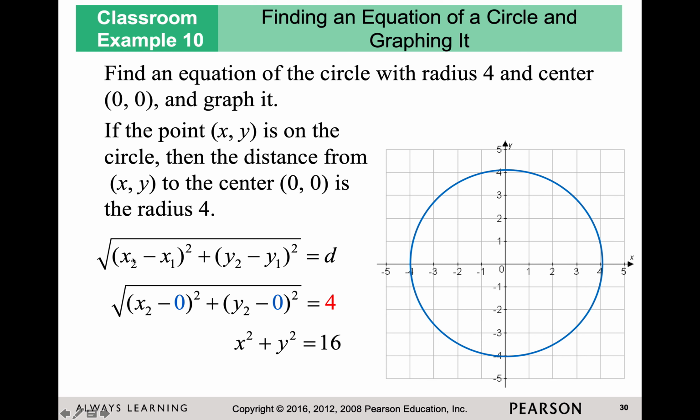You plug in x1 and y1 for the center. So I plug that in, and that gives me x minus 0 squared plus y minus 0 squared. I square both sides. So square the square root, square the 4. That leaves me with x squared plus y squared equals 16 because minus 0 doesn't need to be written.